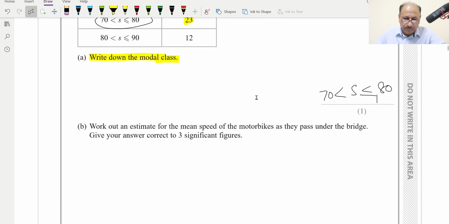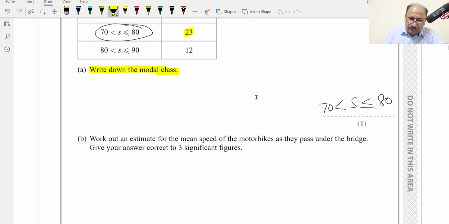Now for part B: work out an estimate for the mean speed of the motorbikes as they pass under the bridge. Give your answer correct to three significant figures. So now we have to calculate the mean.